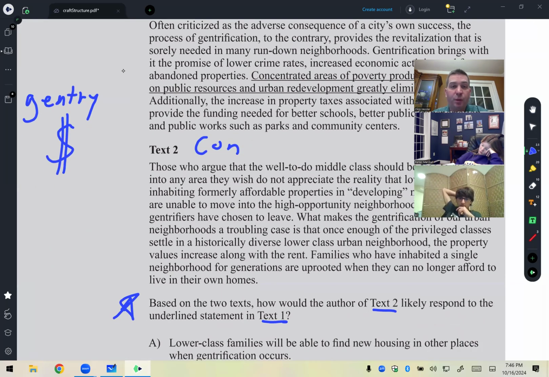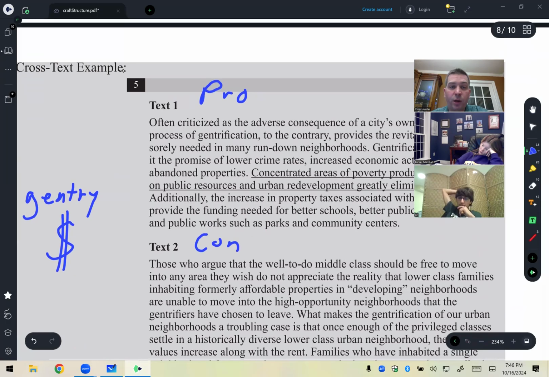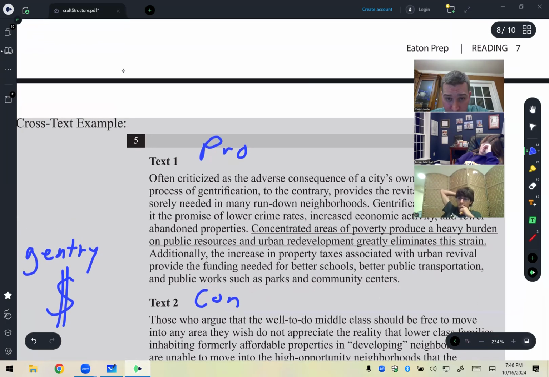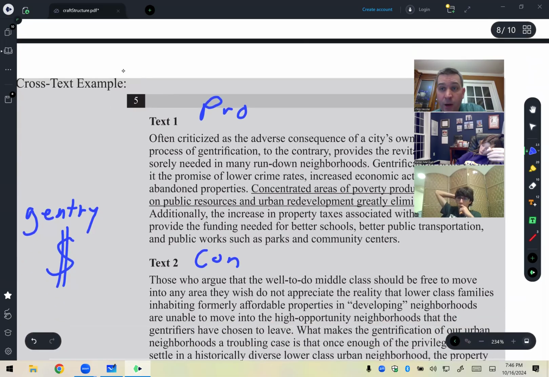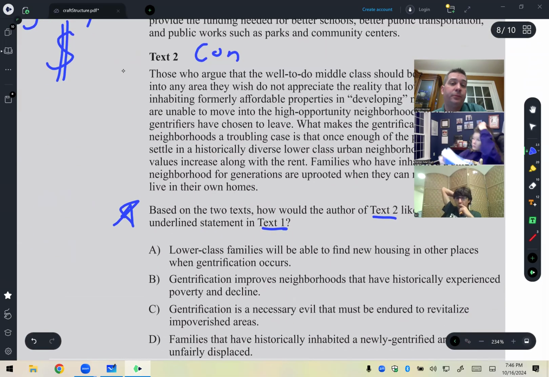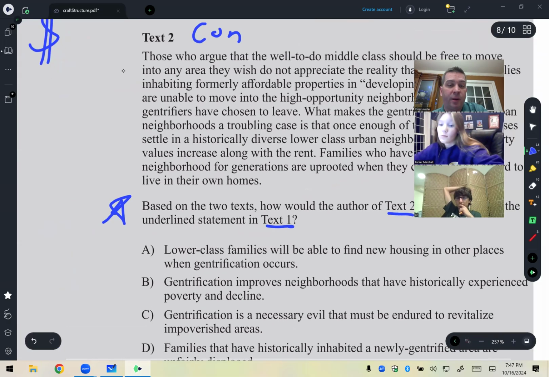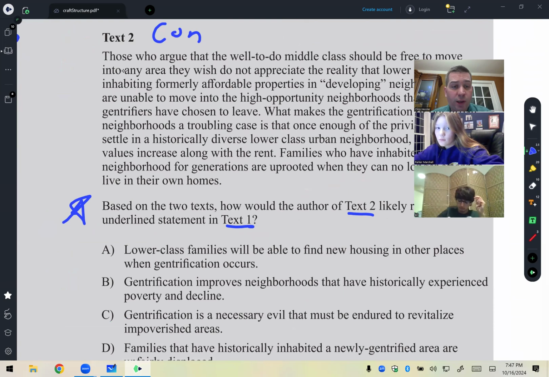So how would author 2 respond to the underlined portion from passage 1? The underlined sentence says, concentrated areas of poverty produce a heavy burden on public resources, and urban development greatly eliminates this strain. All right, I'm just going to check an answer choice. Let's try A. Let's see if author 2 would say this about author 1. Lower class families will be able to find new housing in other places when gentrification occurs. That's not what author 2 says. Author 2 says that they will have a hard time finding a new home when gentrification occurs. So author 2 is not going to make that claim.